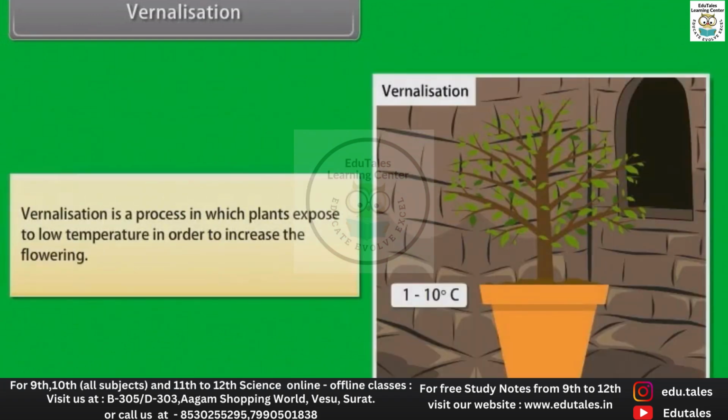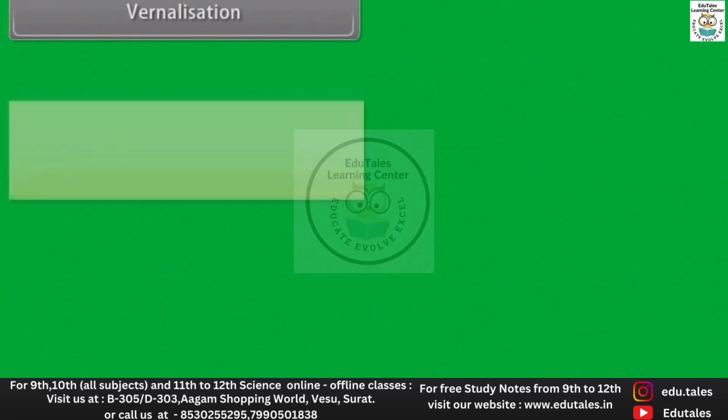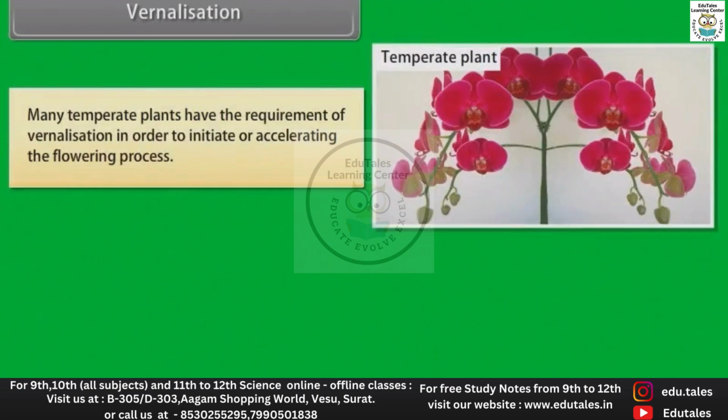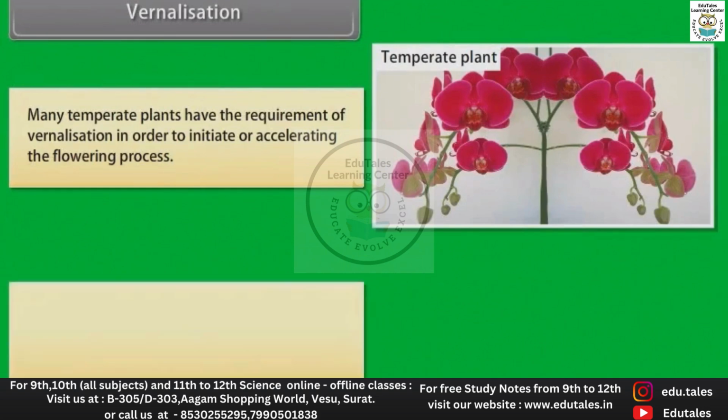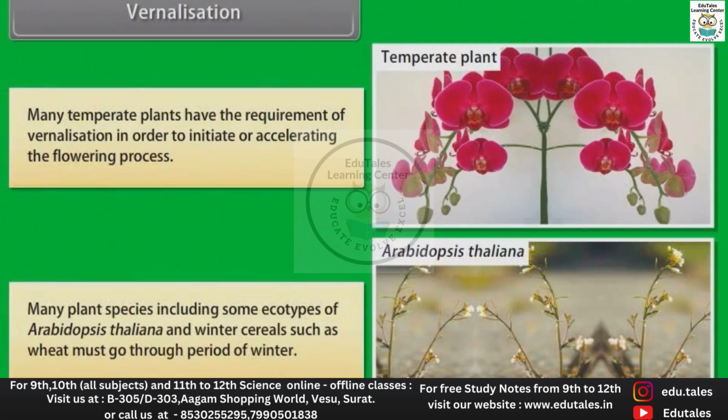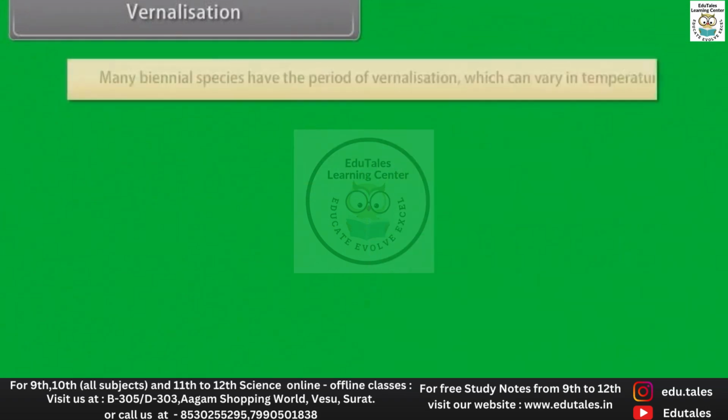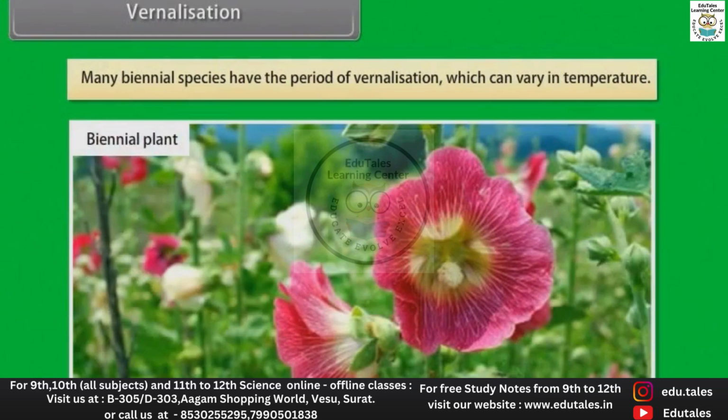Vernalization. Vernalization is a process in which plants are exposed to low temperature in order to increase the flowering. Many temperate plants have the requirement of vernalization in order to initiate or accelerate the flowering process. Many plant species, including some ecotypes of Arabidopsis thaliana, and winter cereals such as wheat, must go through a period of winter. Many biennial species have the period of vernalization, which can vary in temperature.